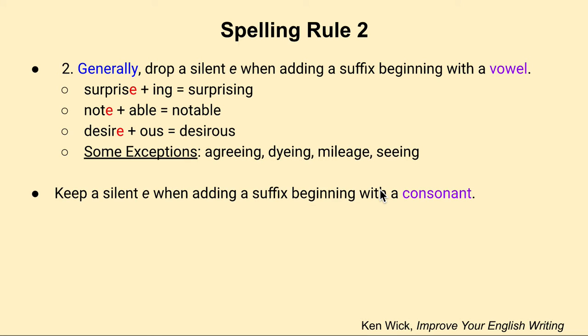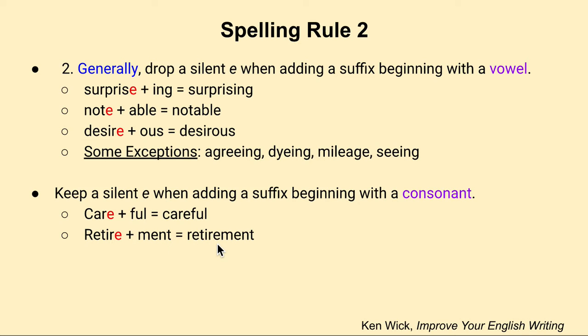So guess what? You keep the silent E when you're adding a suffix beginning with a consonant. If you have a silent E, but what you're adding starts with a consonant, then you keep the silent E. So careful, care plus -ful. The suffix starts with an F, a consonant, so we keep the silent E. Retire: you don't say the E, you add a suffix starting with a consonant, so we keep the silent E.